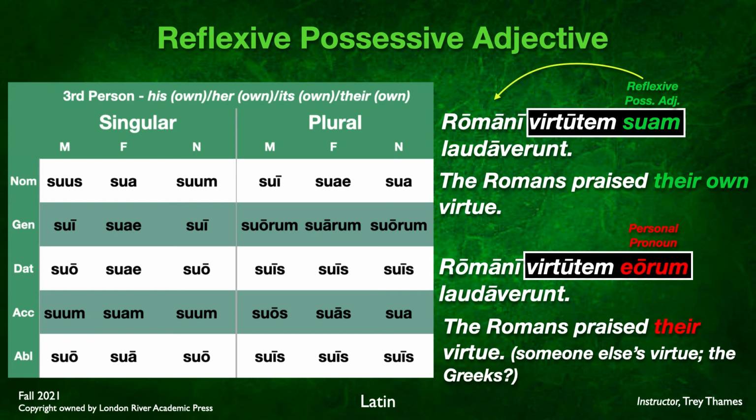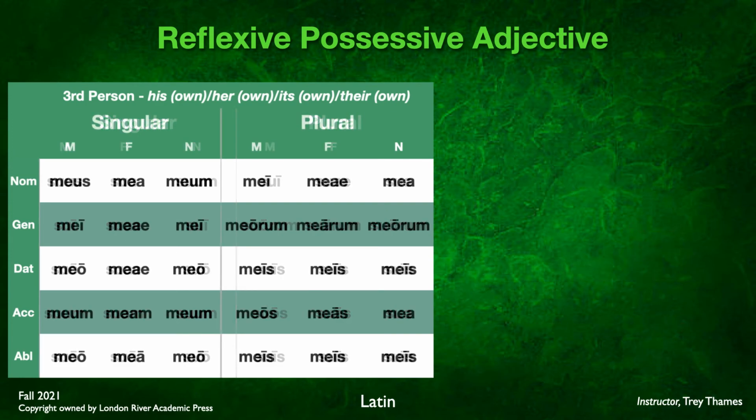So again, here's the difference between the reflexive possessive adjective, which has to match the case, number, and gender of the word that it's modifying. An example of the first example, it's virtutem, accusative, feminine singular. The second example, it is just a pronoun, and it needs to reflect its antecedent in gender and in number. Let's look at a couple more examples here.